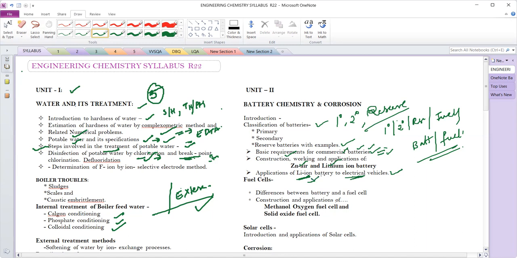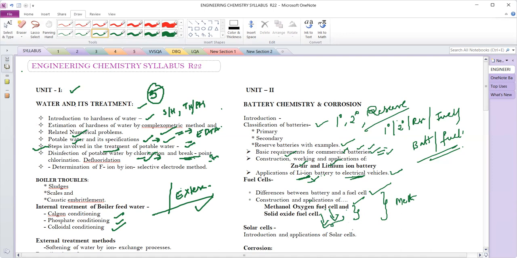Next, coming to the fuel cells. In the fuel cells, you can see there is a difference between a battery and a fuel cell, right? So this is also important. Next one is the construction and applications of the methanol oxygen fuel cell and solid oxide fuel cell. So here there are two different fuel cells which are very, very important. This is also a very important concept which you have to understand.